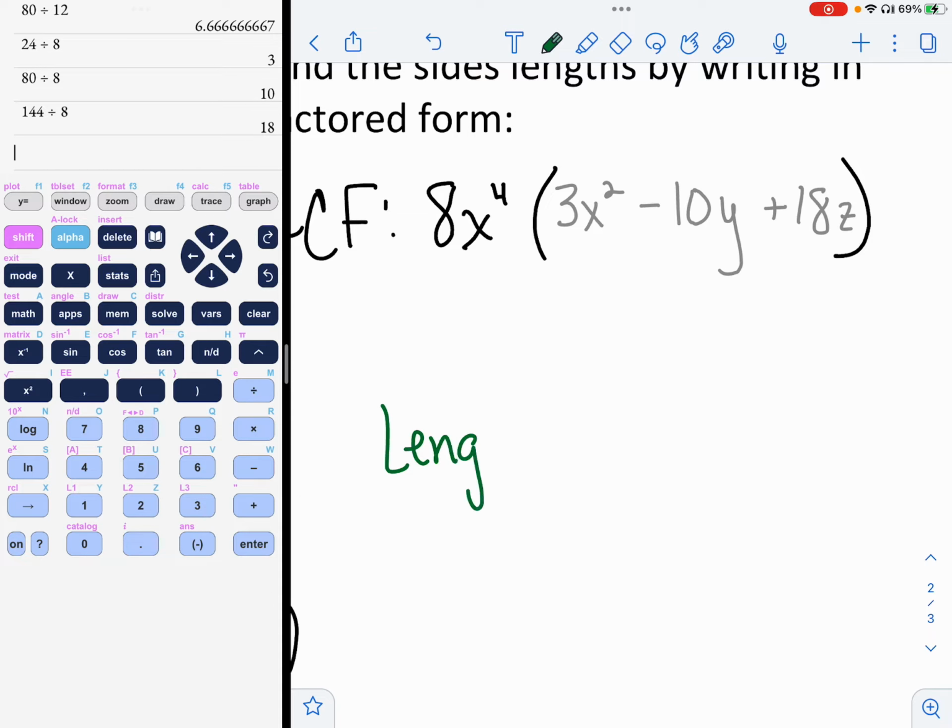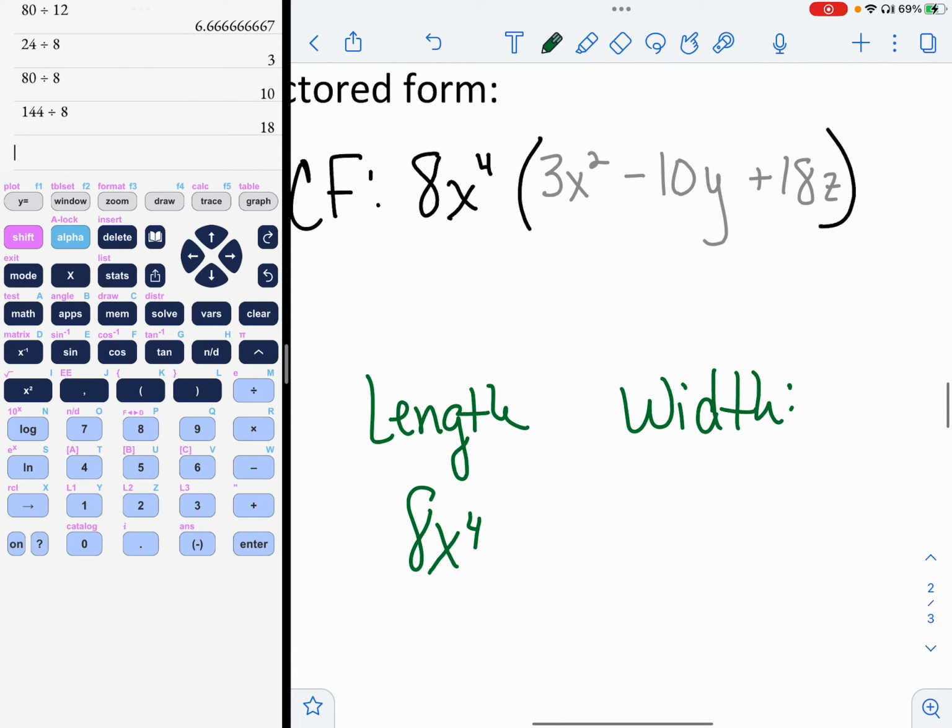The length is 8x to the 4th, and the width, or vice versa, because it really doesn't matter, is 3x squared minus 10y plus 18z.